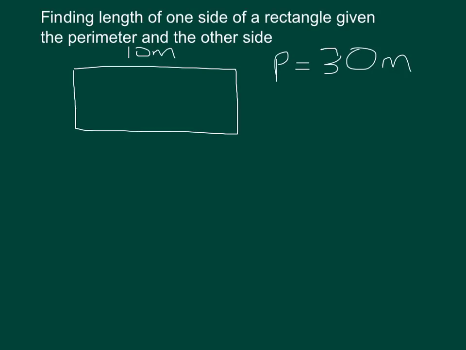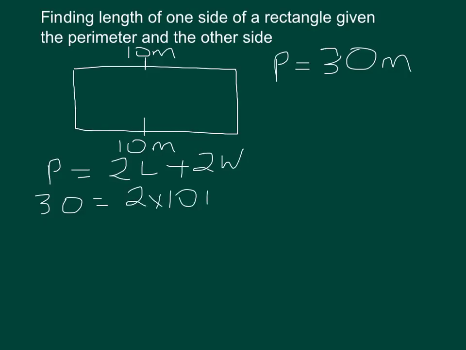In this scenario, we have a rectangle. We're told one side is 10 metres and the perimeter is 30 metres. If one side is 10 metres, we know the other side must also be 10 metres. The formula to find the perimeter was 2 times the length plus 2 times the width. And so our 30 metres altogether was 2 times 10 plus 2 times our width. So we're trying to find the width.